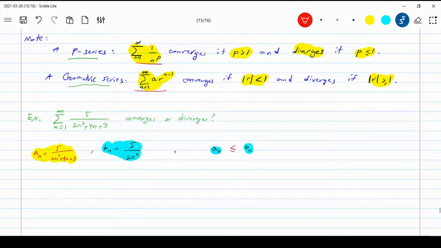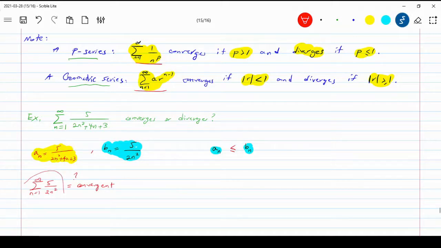Then how can I say anything about the an? I need to figure out how bn behaves. So what is the summation of 5 divided by 2n squared, from 1 to infinity? Is this convergent or divergent? That is the question, and we can answer that simply by using the integral test, or we can use the p-series that we already know.